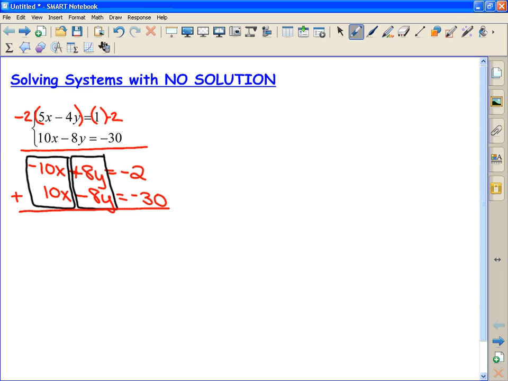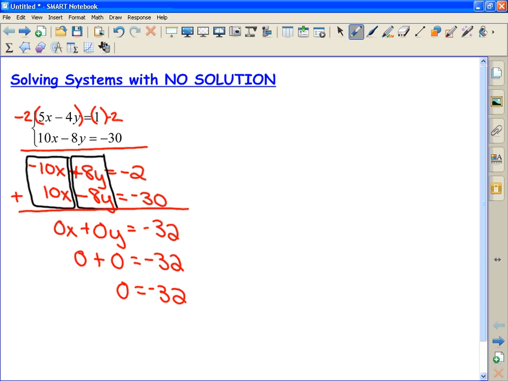What is it that happens? Maybe something special will happen. Negative 10x plus 10x is 0x. Negative 8y minus 8y, let's see, that would be plus 0y. And negative 2 plus negative 30 is negative 32. So 0 times x is 0, 0 times y is 0. So it looks like what I'm getting is 0 equals negative 32.